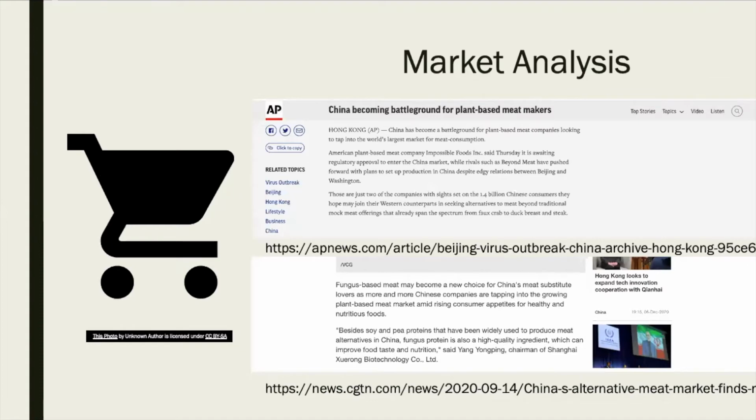And here, AP News says China is becoming a battleground for plant-based meat makers. It essentially describes the rivalry between Impossible Foods and Beyond Meat, both trying to get their entry license approved by the Chinese government. And this is an advantage that we have: we are a Chinese company and we don't need an entry license. We just need the technology, and we want to get the funds to just dive right into the research and development.